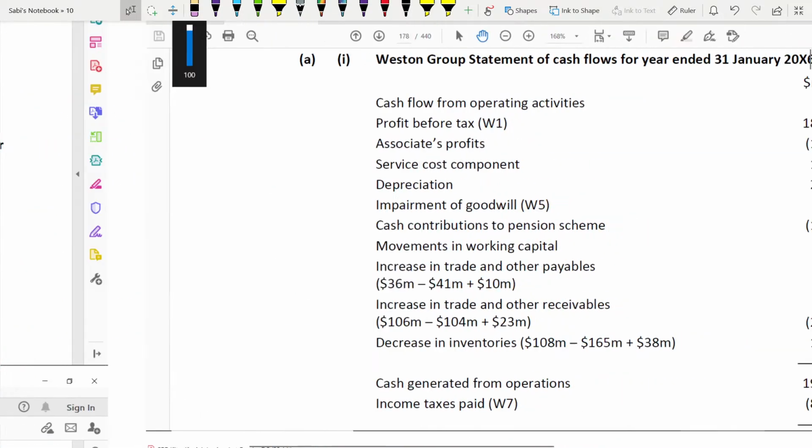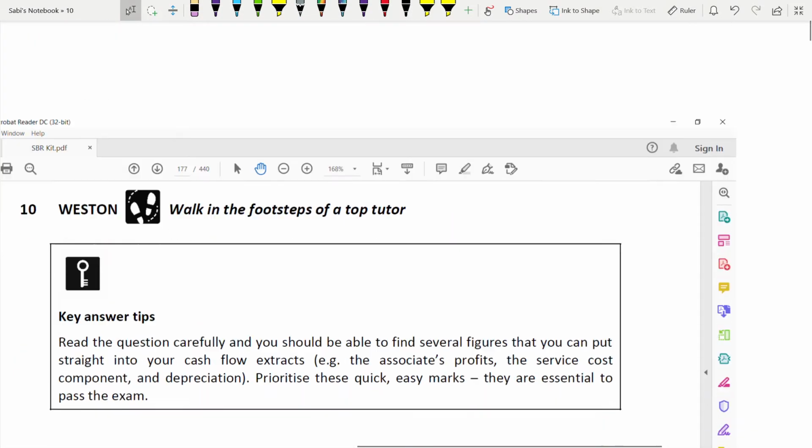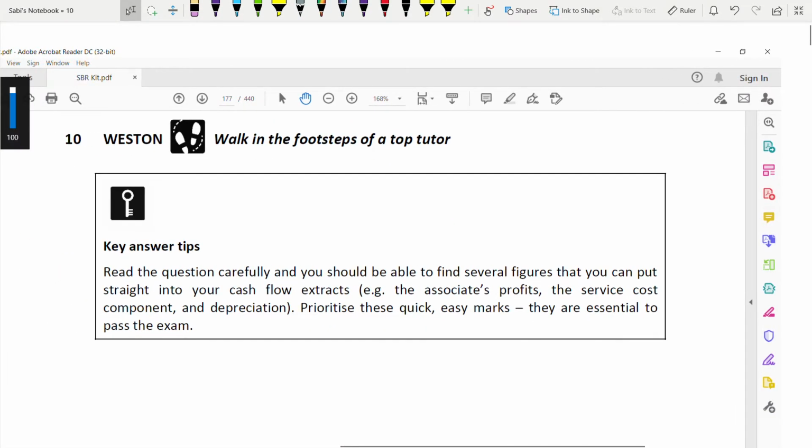Okay, so 183. But before this, let us go to the key answer tips. Read the question carefully and you should be able to find several figures that you can put straight into your cash flow extracts: associate's profit, service cost component, depreciation. Prioritize these quick, easy marks. This is essential to pass the exam. Wherever something is very easy, where no working is required, you can easily put it in the adjustments. This saves time and gives you easy marks. These are some easy marks. For example, depreciation.